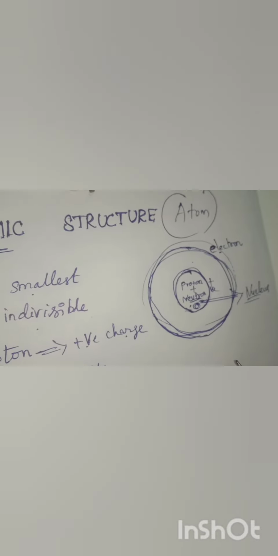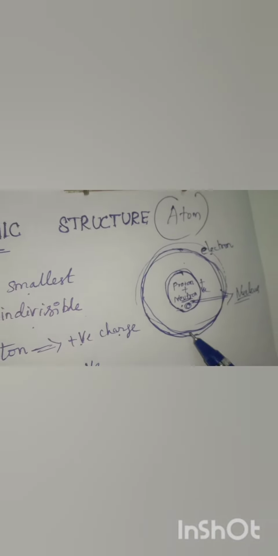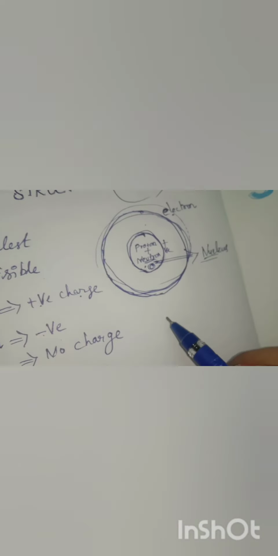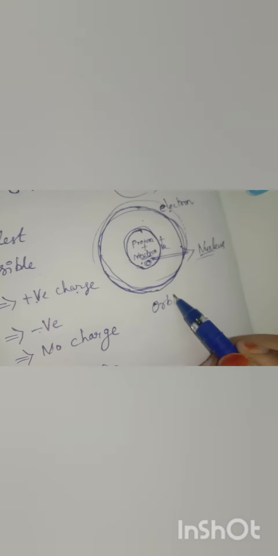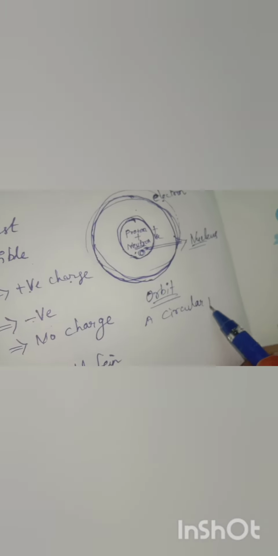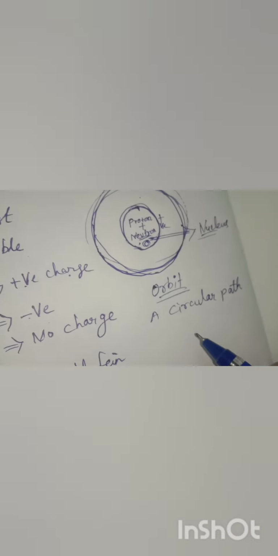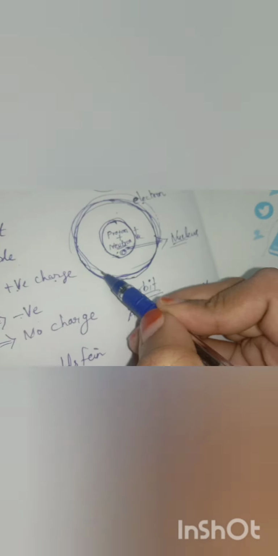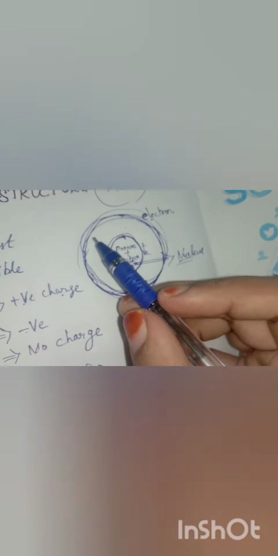What is meant by orbit? A circular path in which the electron is revolving around the nucleus is known as orbit. Orbit means a circular path in which the electron revolves around the nucleus. Here, the electron is revolving around the nucleus, so that is known as orbit.